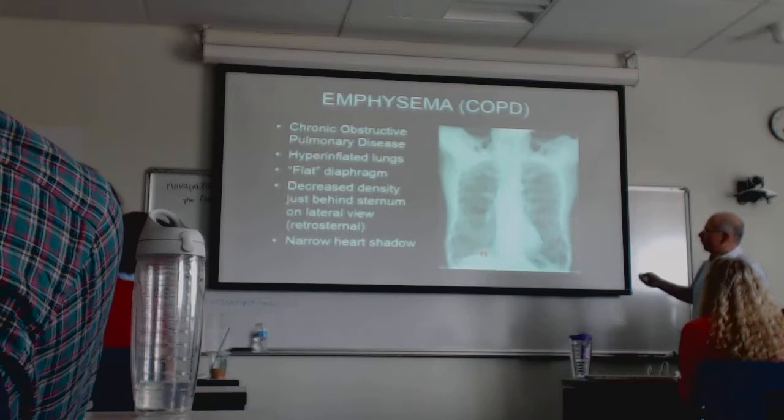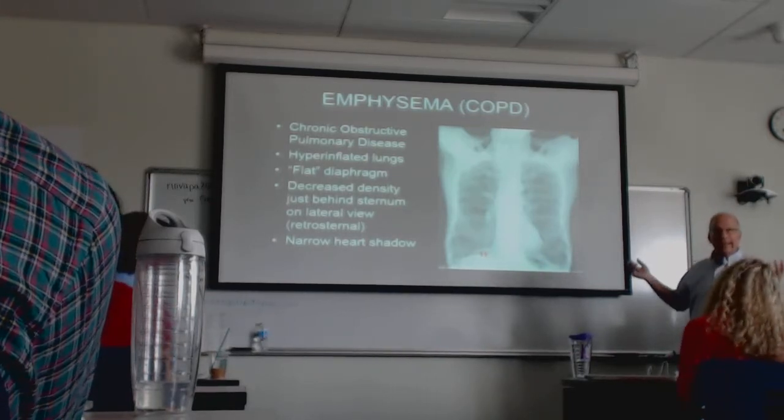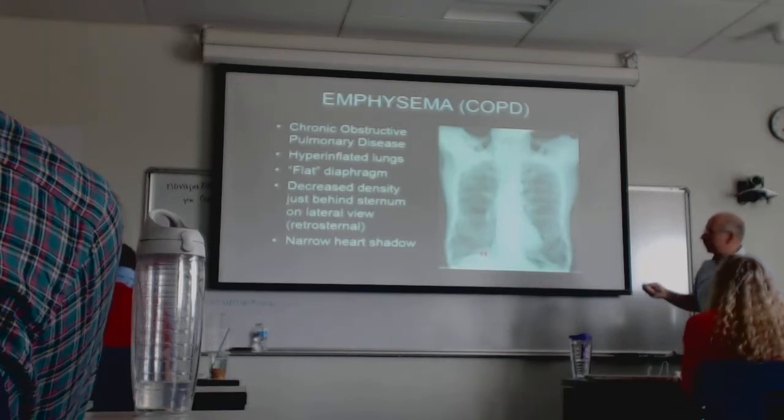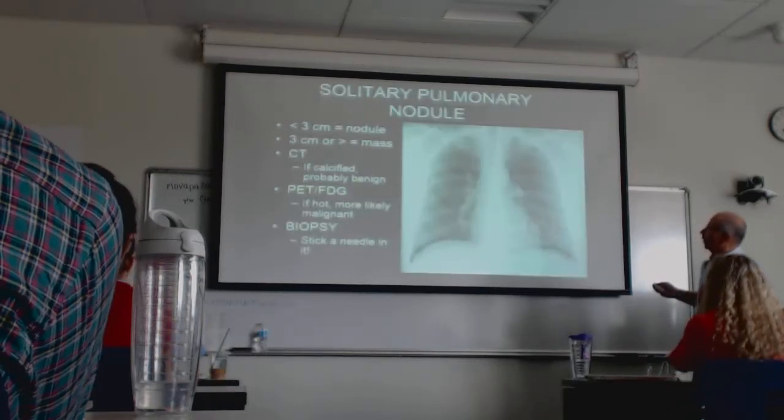The space behind the sternum, which you would see on a lateral view, gets accentuated, because all that air is now sitting between the heart and the sternum in the lung, and the heart shadow becomes very narrow. So this is what COPD or emphysema might look like.